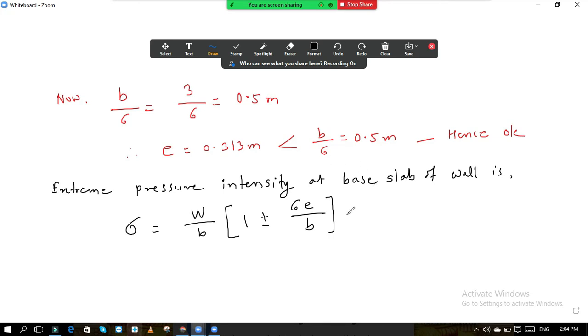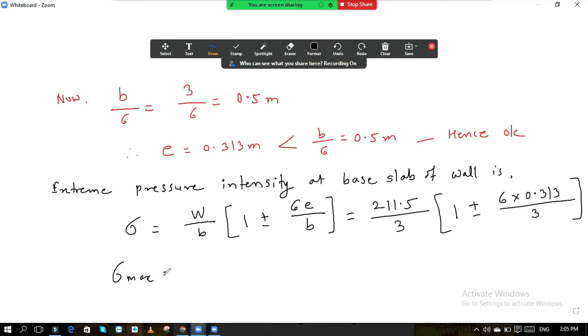So if you put the values, then it will be 211.5, which is W, your load, we have already calculated, summation F, divided by 3, in the bracket 1 plus minus 6 into eccentricity 0.313 divided by B, which is 3. Therefore, now I will directly write here the value of sigma max and sigma minimum.